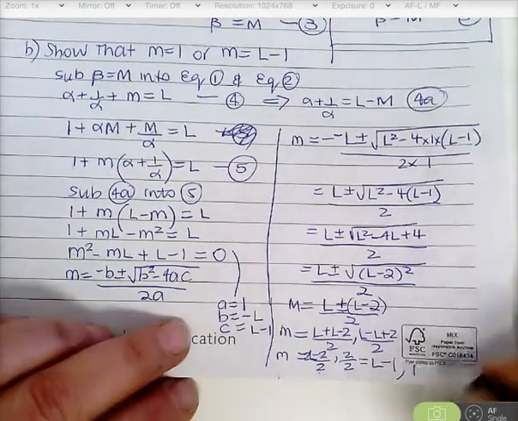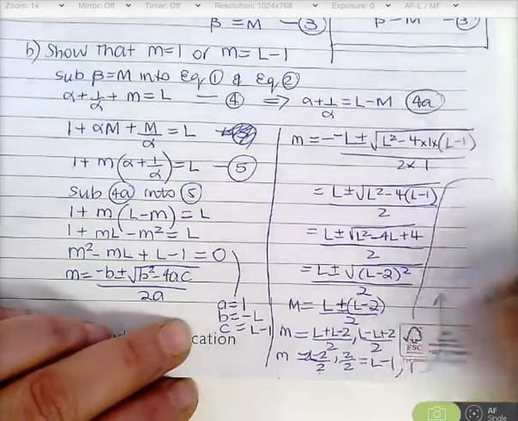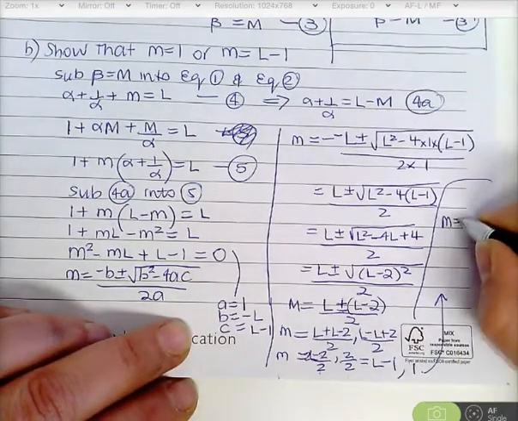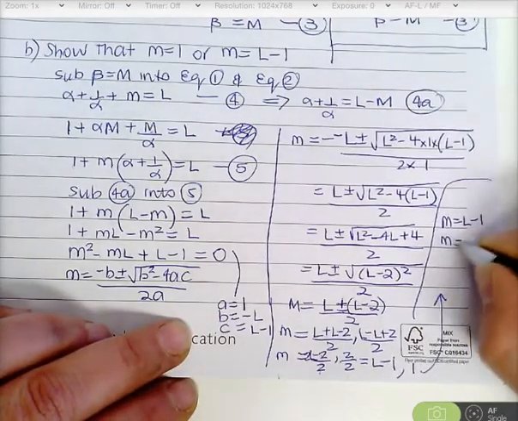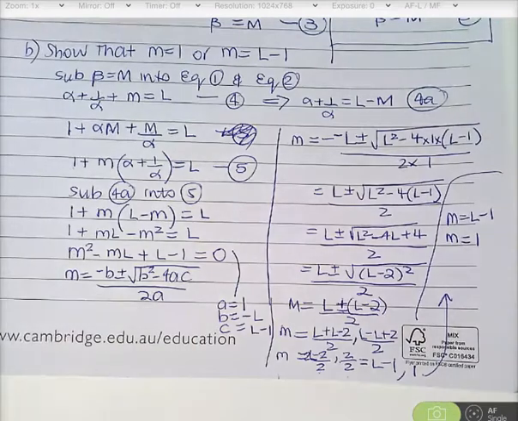And so therefore we've got m is L minus 1 or m is 1 as required.